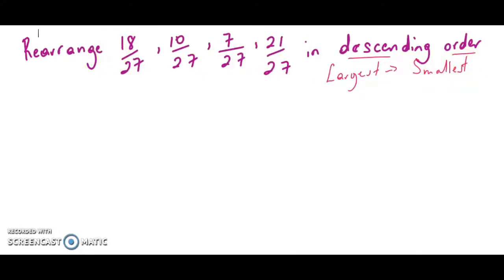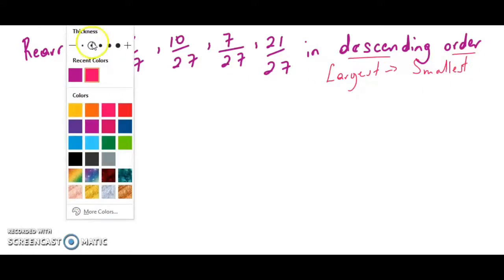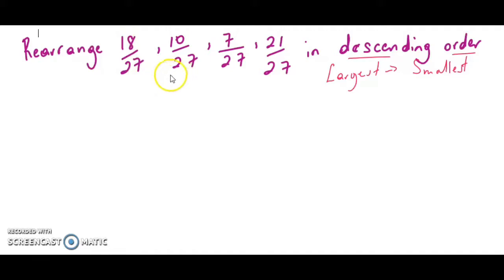When we look at our fractions, we realize that they have the same denominator, right? And because they have the same denominator, we are just going to look at the numerator. So each fraction is being divided out of 27, which is a whole. So you have one person getting 18 pieces out of the 27, another 10 pieces out of the 27, 7 pieces out of the 27, and 21 pieces out of the 27.